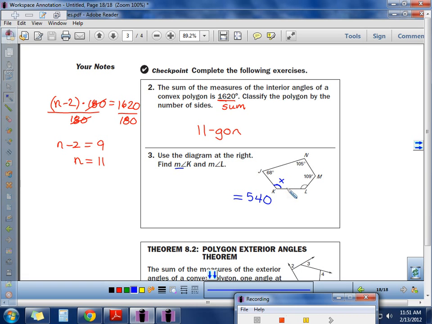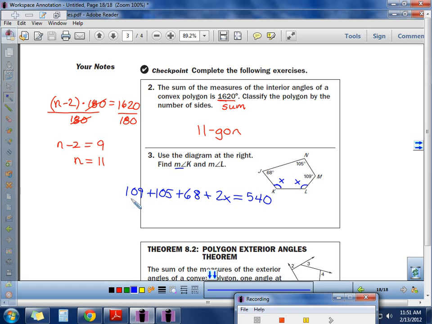Well, if K is X, how big should angle L be? Are they the same or different? Oh, that congruent mark means they are the same size. So they are both X's. How many total X's do we have in our picture? We have 2 X's. We can then add up the other terms. We have a 68, we have a 105, and we have a 109.